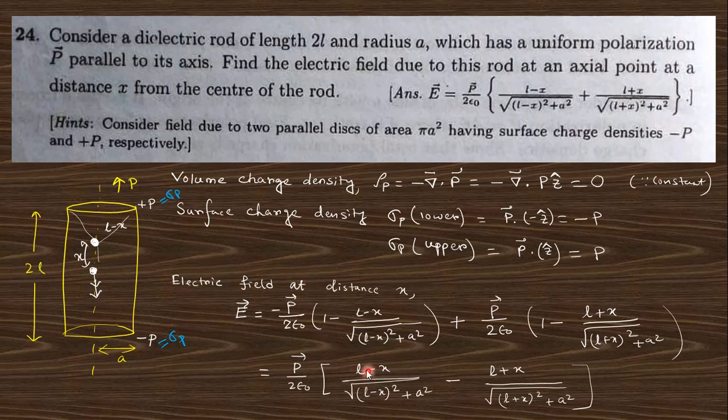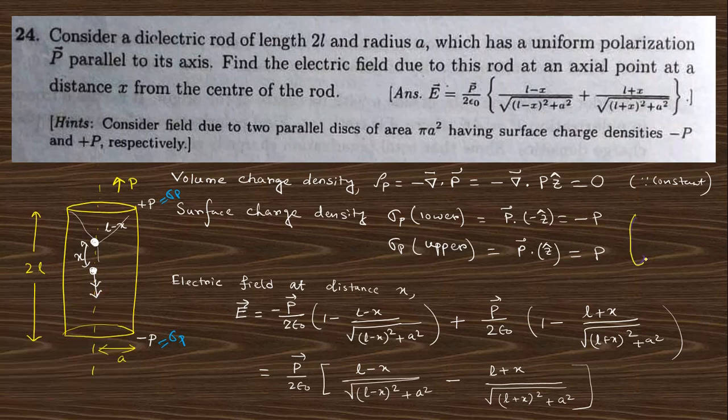If you put this value in the formula, if you remember, for a disc the electric field at a distance x involves x by root under x square plus a square, right? And here P is the surface charge density, which was sigma. So put this value for the charge density for both discs. One is positive, so outward, and the other is negative, so inward. So finally these two are added. If you add these two expressions, you will get this. I think you remember this expression. This is the electric field for a disc on the axis at a distance x. Clear?